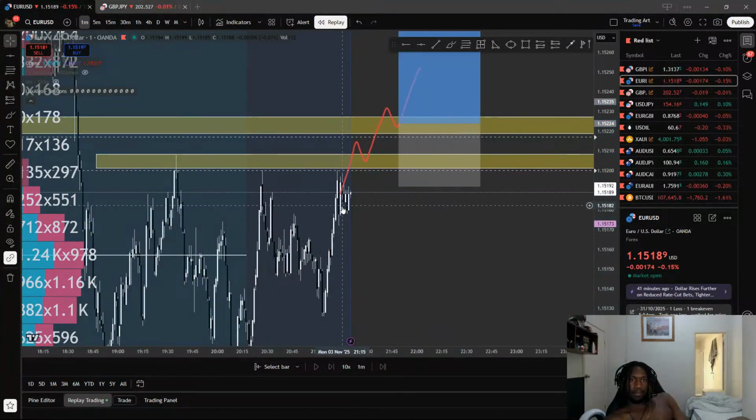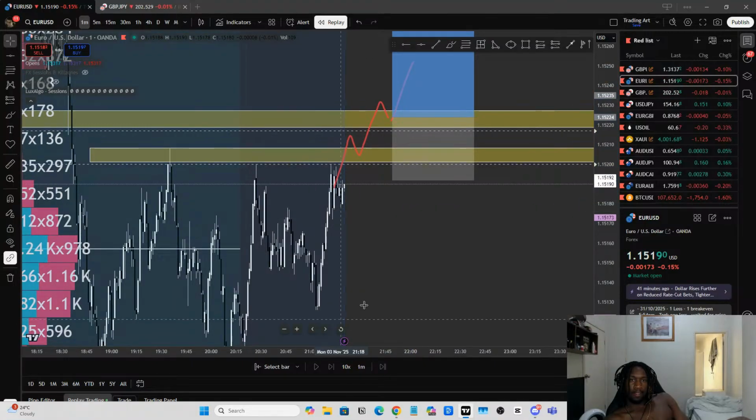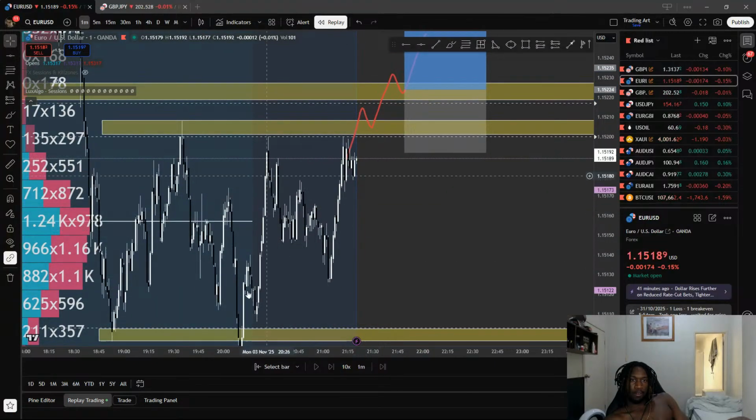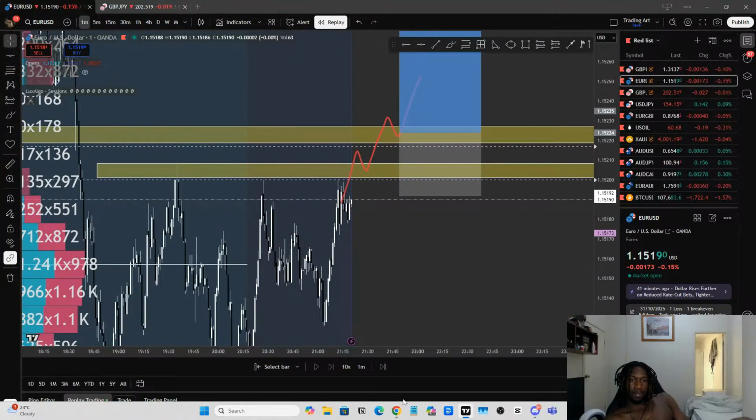Honestly, guys, just from how price is moving, low-key want price to break through. And you see how these volumes right here, it just looks like the buyers could be coming in now.